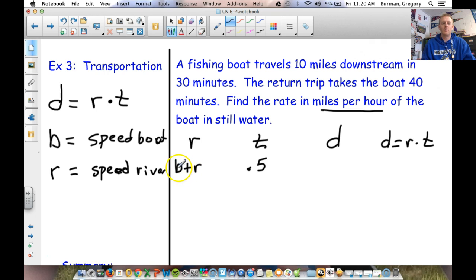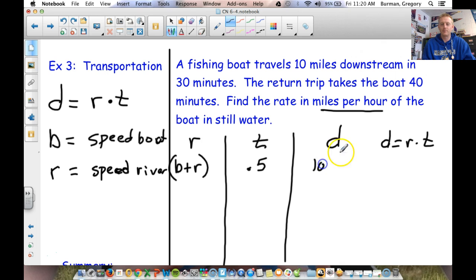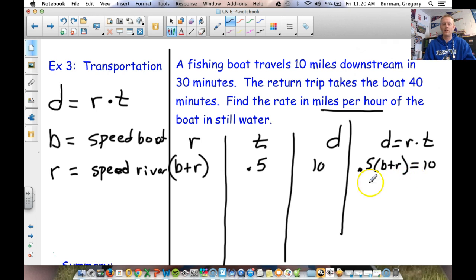So this is my speed of the boat traveling down. This is the rate that they travel. And the distance they said was 10 miles. So for us to figure out what distance is equal to, we're going to have to multiply. You can see there's going to be an equation of 0.5 times (B plus R) equals 10. So this is one of our equations, and we'll have to distribute to get it further down.